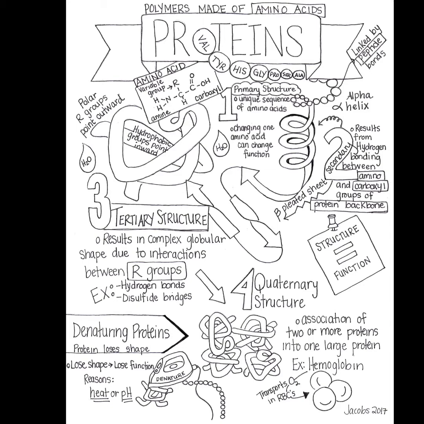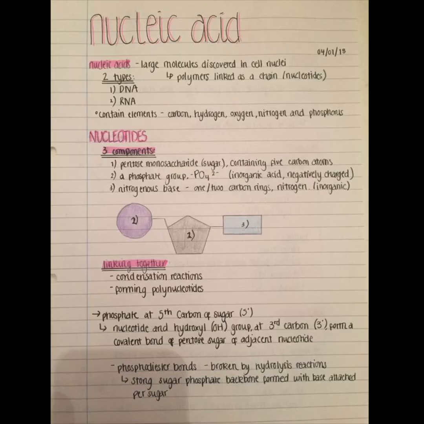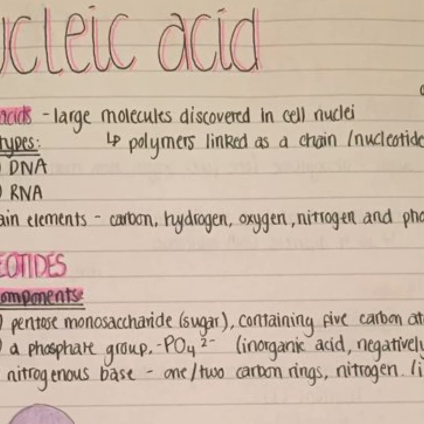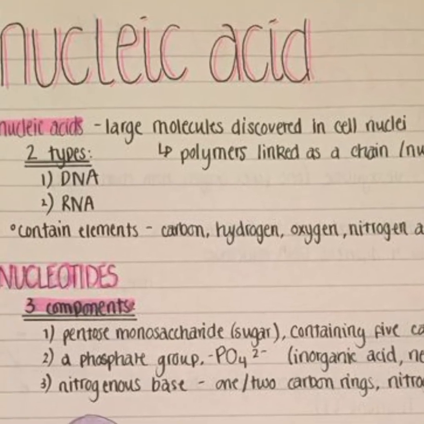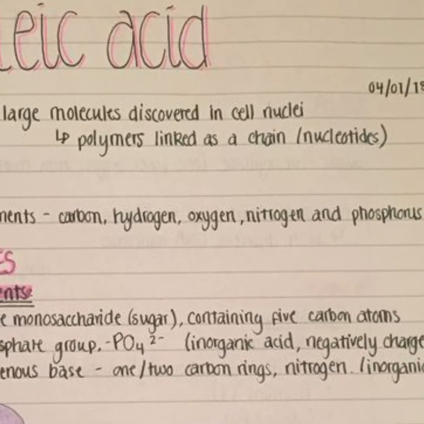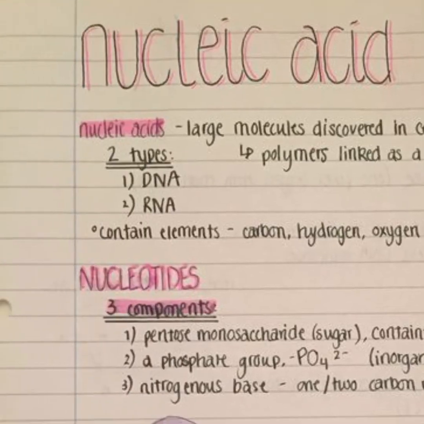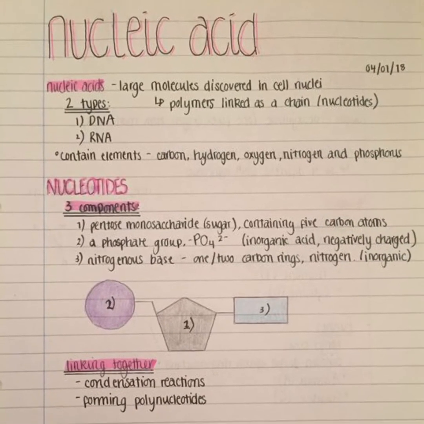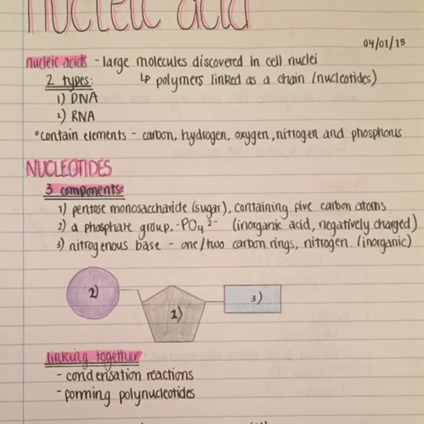All right, our next molecule we're going to talk about, and our final one, are nucleic acids, okay? Nucleic acids are very large biomolecules and they are in cell nuclei. These are polymers that are linked in a chain of nucleotides, which are what we're going to look at right now. And of course, functionally, these are for information storage.